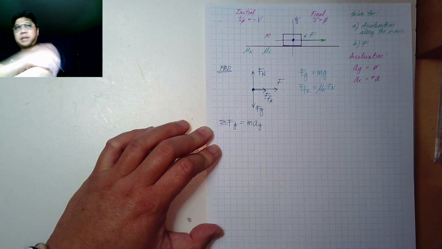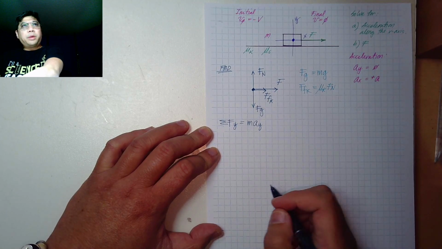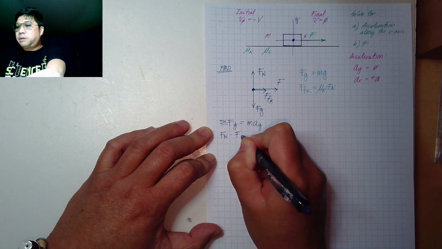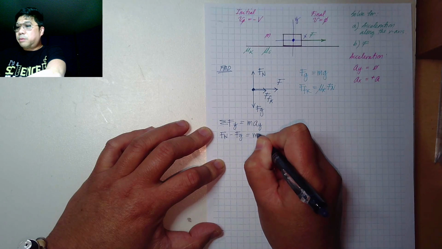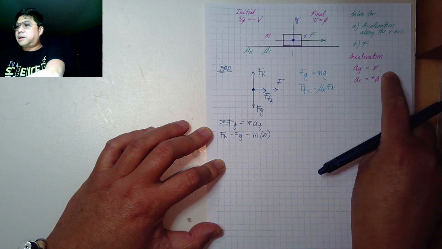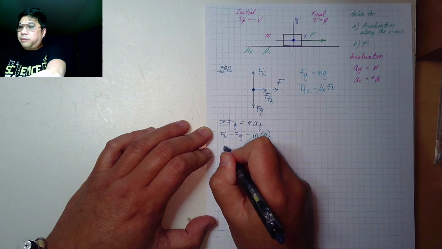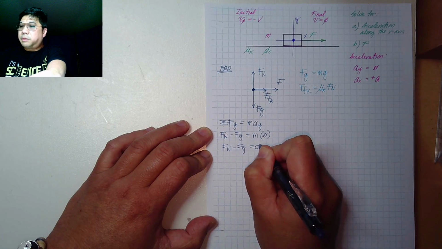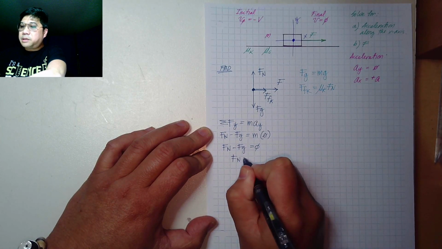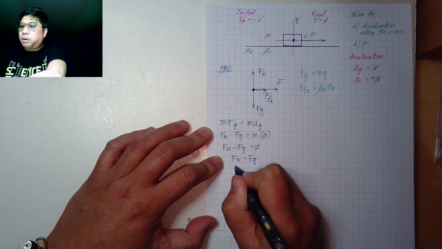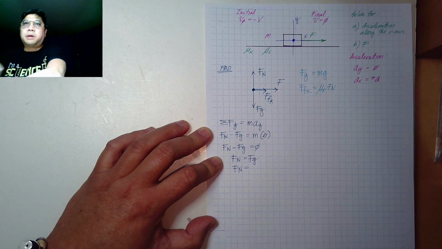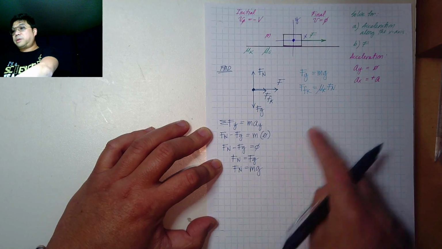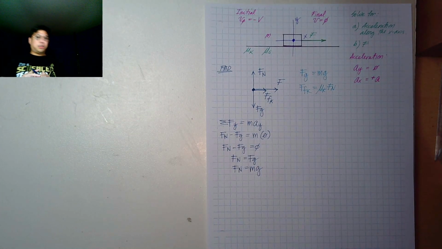Let's analyze the forces acting along the y-axis. Positive going up, negative going down. So we have positive normal force minus our Fg, which is the force of gravity, equals your mass multiplied by 0, as it says over here. Now we can further say that Fn minus Fg is simply equivalent to 0, and our Fn is equal to Fg, or let's just write it down that it's mg. Normal force is also equivalent to your mass times g.